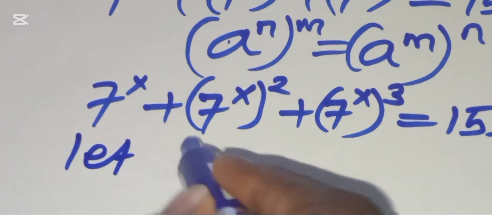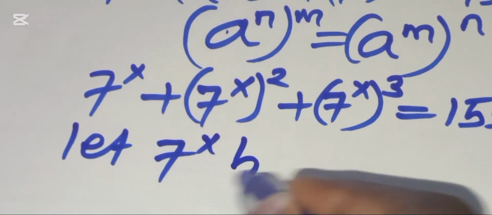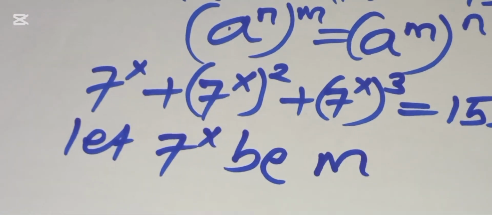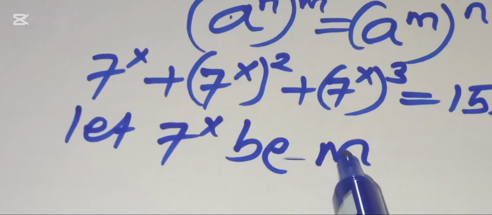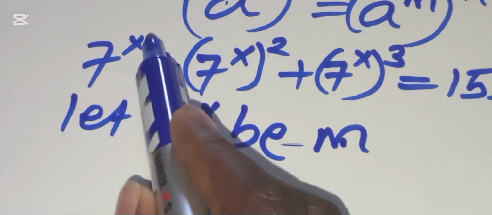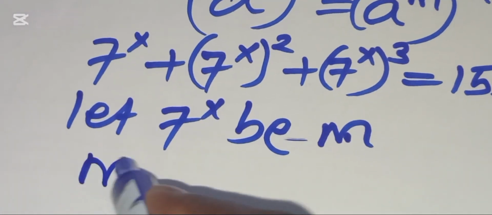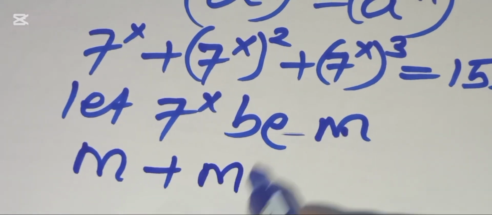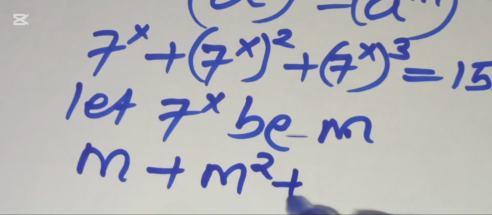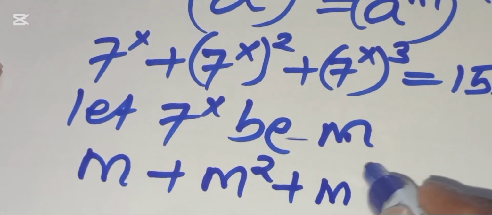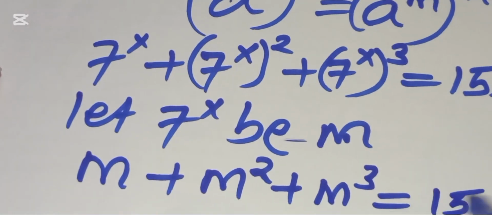Now we say let 7 raised to power x be m. Let's substitute where we have 7 raised to power x with m. So we'll have m plus m squared plus m cubed, equal to 155.